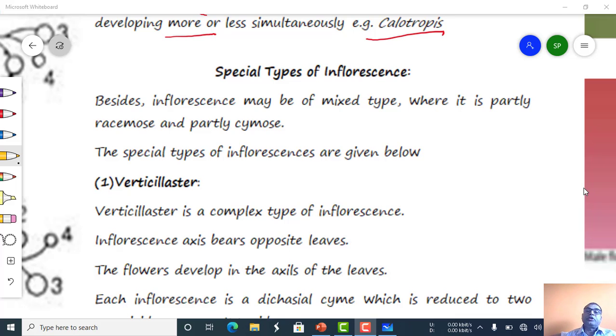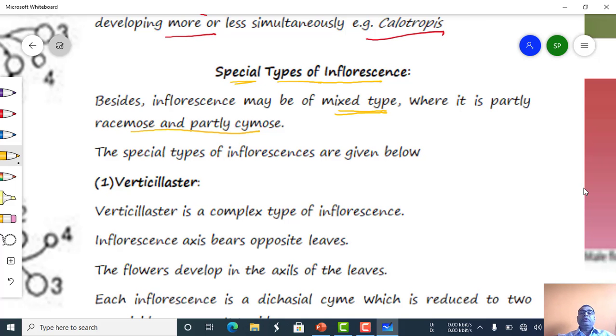In the inflorescence, today we will see about special types of inflorescence. It is actually a mixed type of inflorescence, where the inflorescence is partly racemose and partly cymose. There are three special types of inflorescence. First one is a verticillaster, second one is a cyathium, and third one is a hypanthodium.